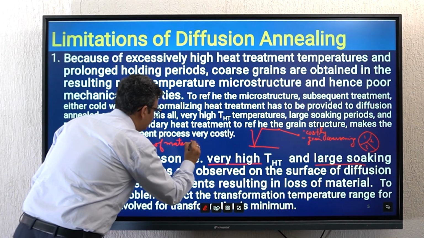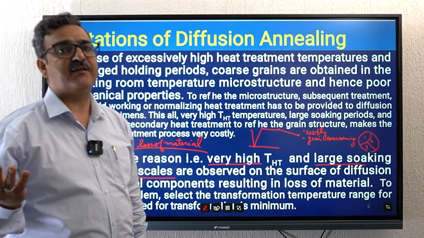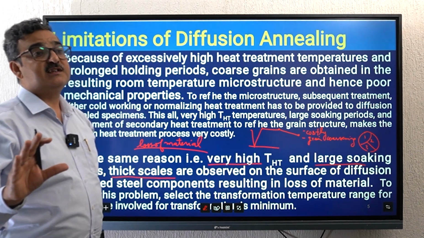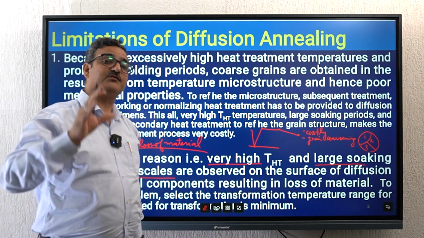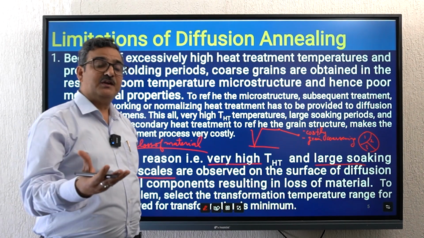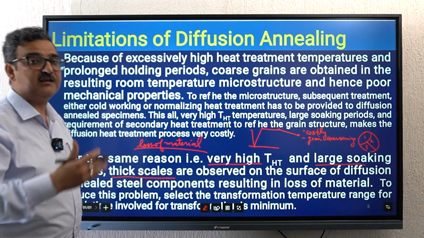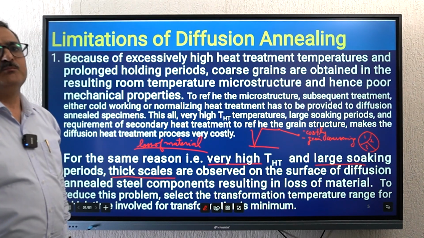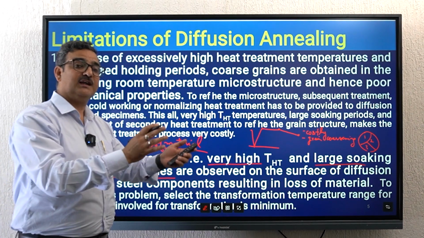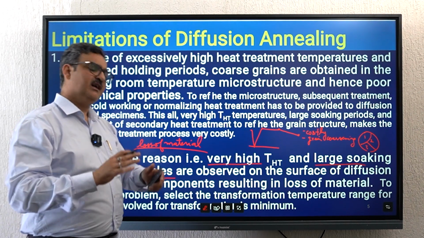So students, what's the conclusion? The conclusion is that if you do not have a choice of any other heat treatment to eliminate coring, you should do diffusion annealing. Otherwise, it is a very costly process, both because of the high temperatures, the long soaking periods, the equilibrium slow cooling rates, the loss of material because of formation of thick scales, and the requirement of a secondary heat treatment to refine the grain structure. This, you must avoid. But if coring has gone to such an extent that the coring problem cannot be eliminated by normalizing or by full annealing or by isothermal annealing, and the only choice left is diffusion annealing, then it has to be given.